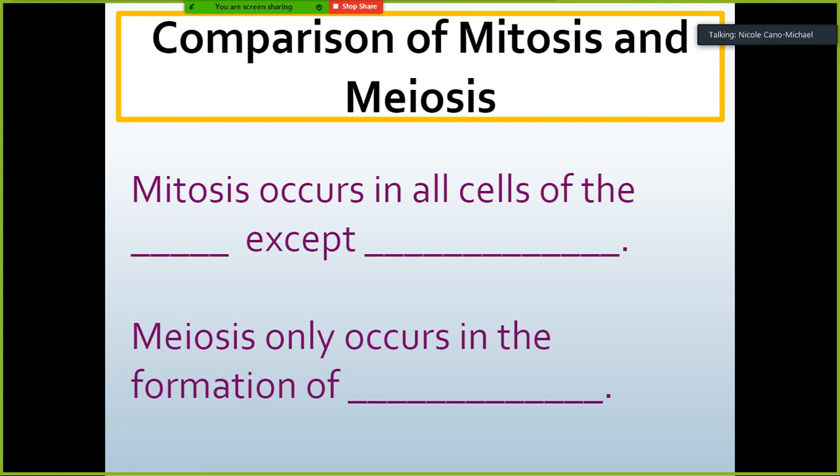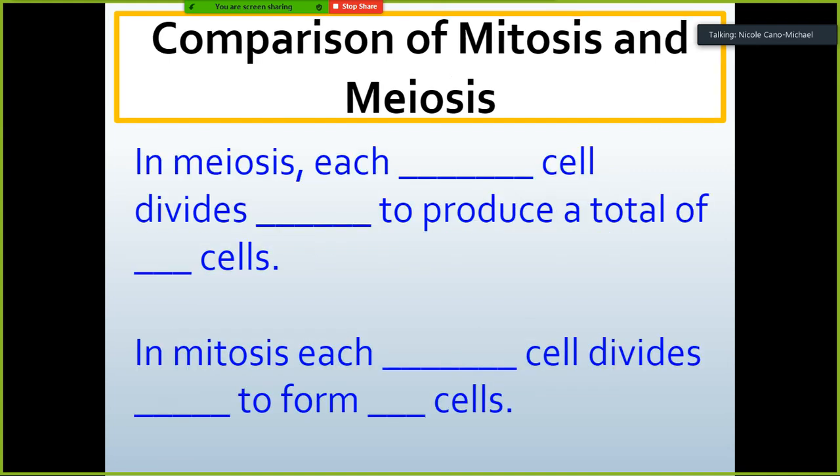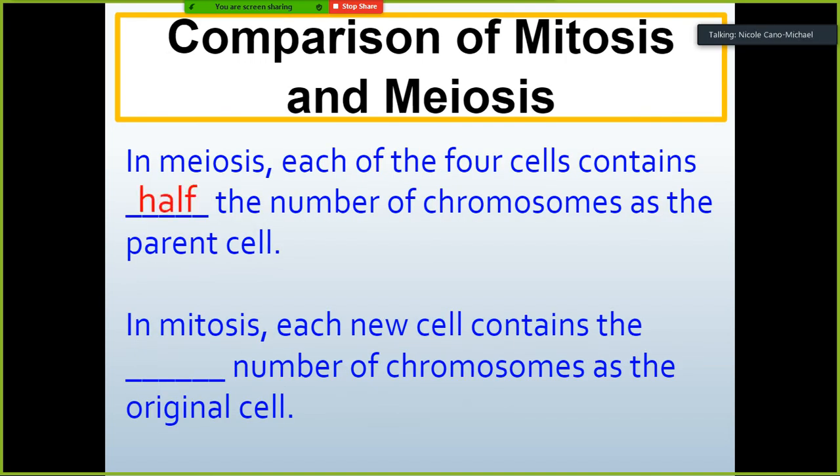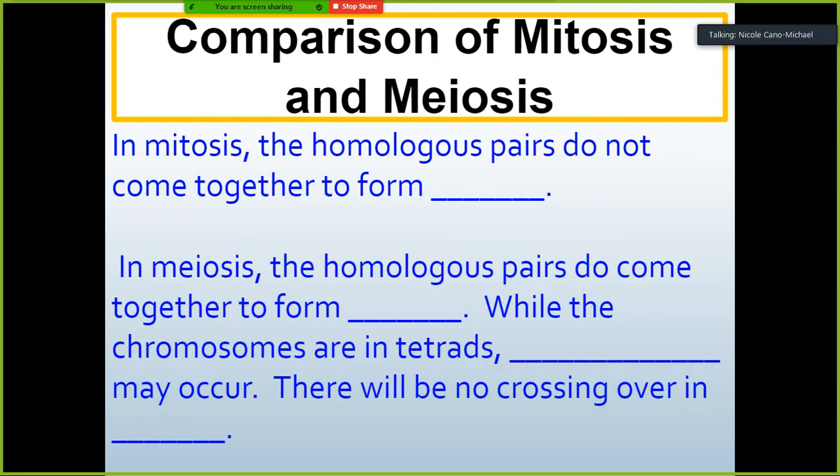Meiosis and mitosis. Mitosis, excuse me, occurs in all of the cells of the body except for your egg and your sperm. Meiosis only happens in the formation of egg and sperm cells. In meiosis, each diploid cell divides twice to produce a total of 4 cells. In mitosis, each cell, which is diploid, divides once to form 2 cells. In meiosis, each of the 4 cells contains half the number of chromosomes as the parent cell. In mitosis, each of the new cells contains the same number of chromosomes as your original cell.